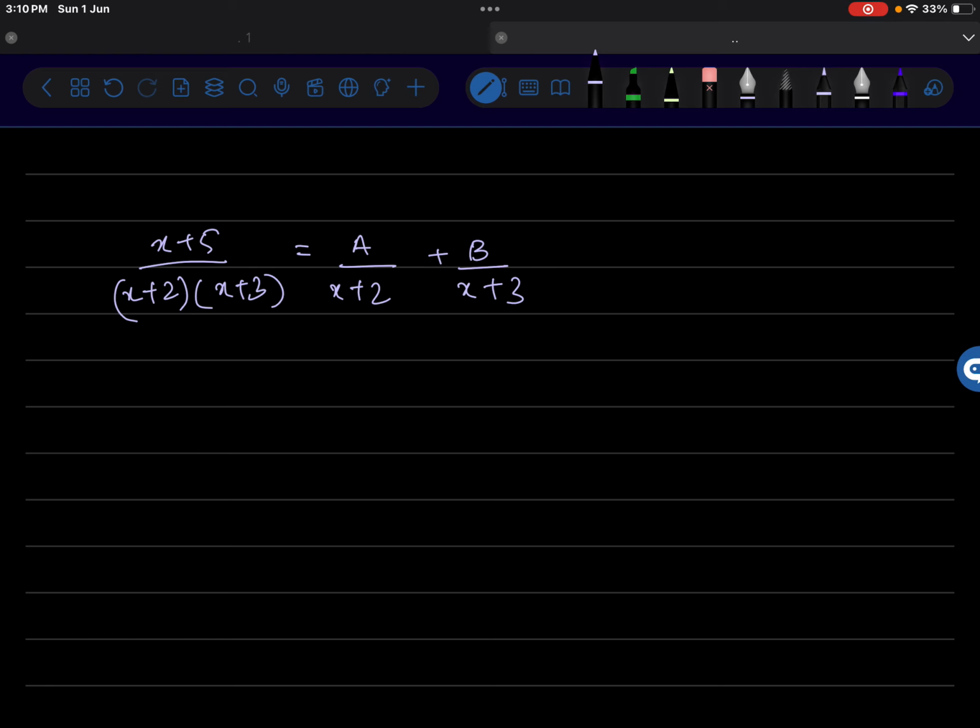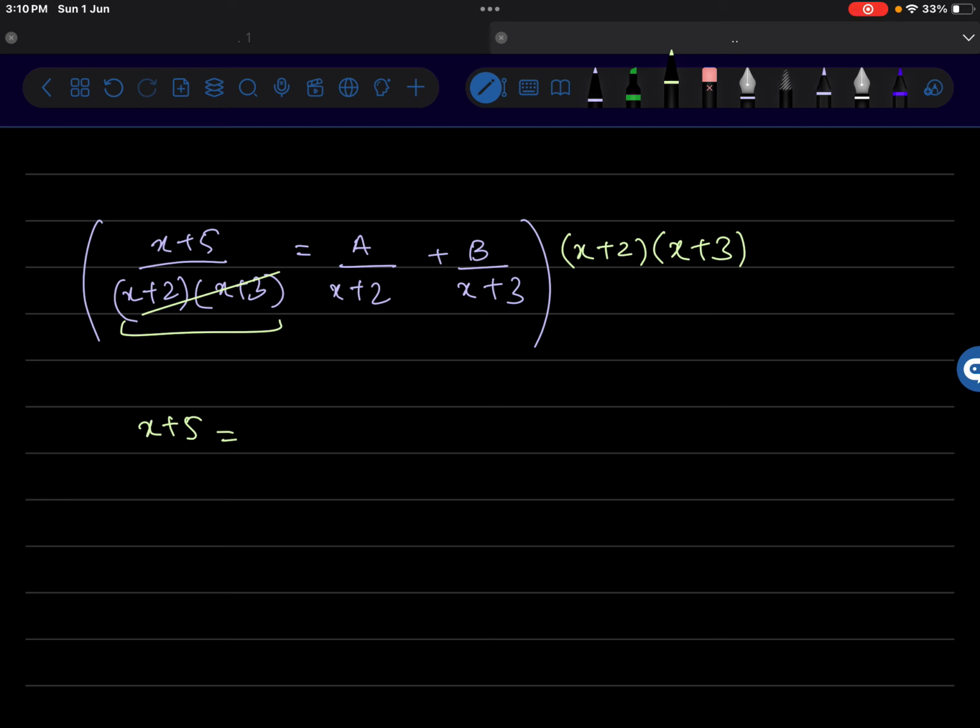Now what I can do is, moving forward, I can just multiply this entire equation by the denominator right here, so x plus 2 times x plus 3. Multiplying this side by x plus 2 times x plus 3, I'm going to be getting rid of all of this. I'm just going to be left with x plus 5. Now for this side, a over x plus 2 multiplied with this denominator will give me a times x plus 3 because the x plus 2 will cancel out, and b times x plus 2 because the x plus 3 will cancel out. Now I have to expand this.